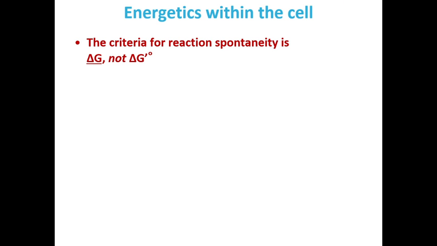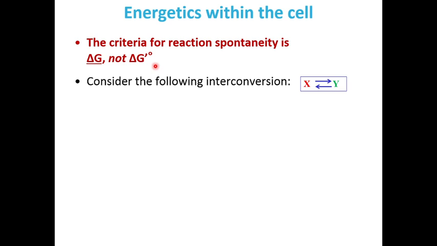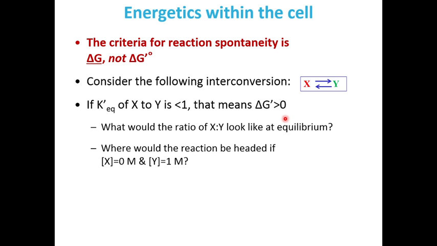So let us consider the energetics within the cell. The criteria for reaction spontaneity is delta G, or the actual free energy change, and not the standard free energy change. Why? Consider the following interconversion: X going to Y. If the equilibrium constant K of the reaction X going to Y is less than 1, this means that the standard free energy change is greater than 0.